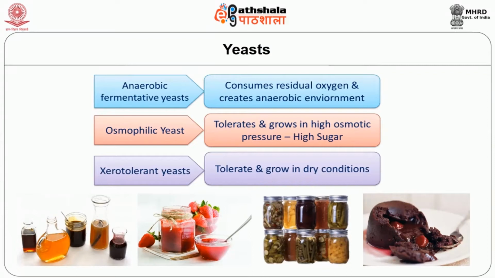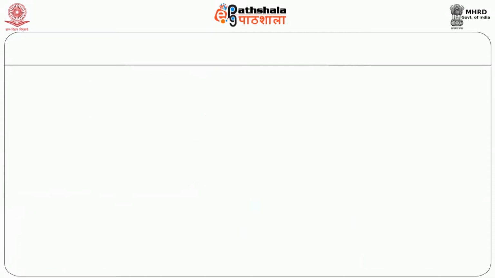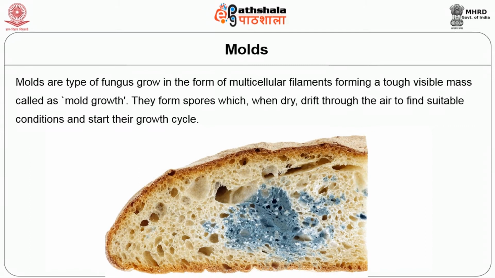Similarly, xerotolerant yeast tolerate and grow in dry conditions. Syrups, jams, conserves, and fondants are also susceptible to spoilage by these types of yeast. The next type of spoilage causing organism is molds.